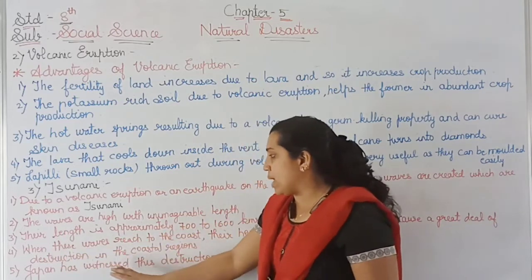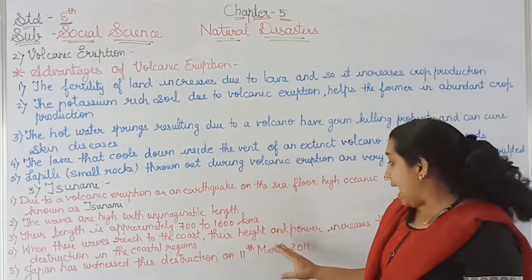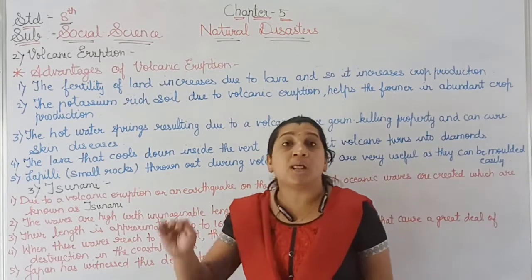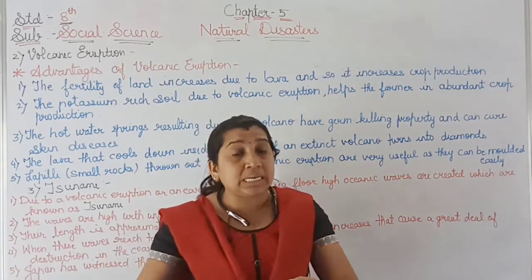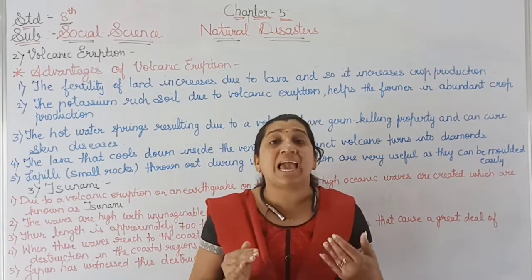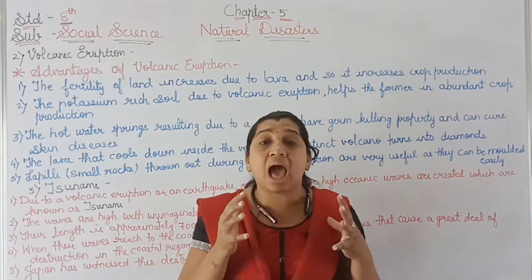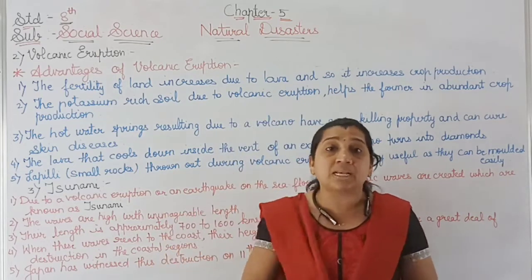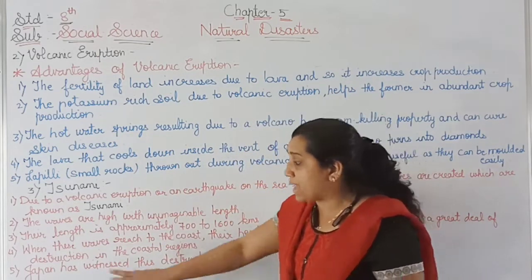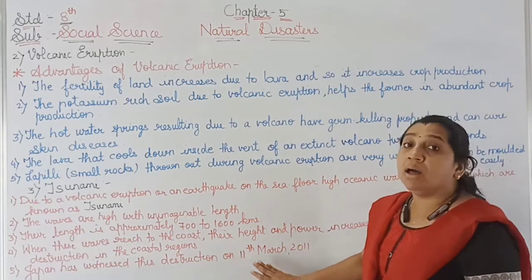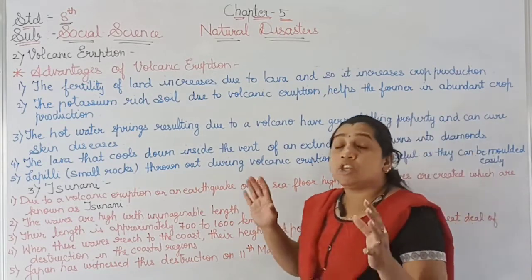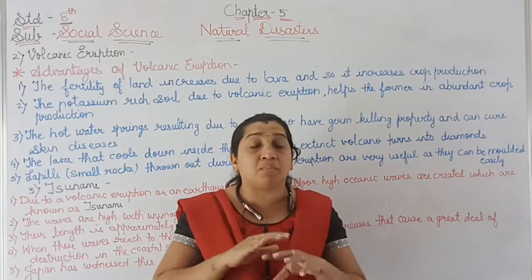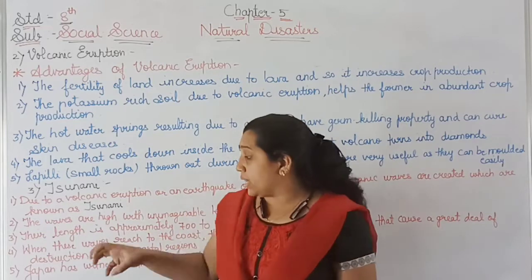When these waves reach the coast, their height and power increase and cause a great deal of destruction in the coastal area. From the interior portion of the seabed, when they come to the coastal area, they are created with high, unimaginable waves, and this was experienced by Japan on 11th March 2011. Japan experienced a severe tsunami, and it destroyed many things in Japan.